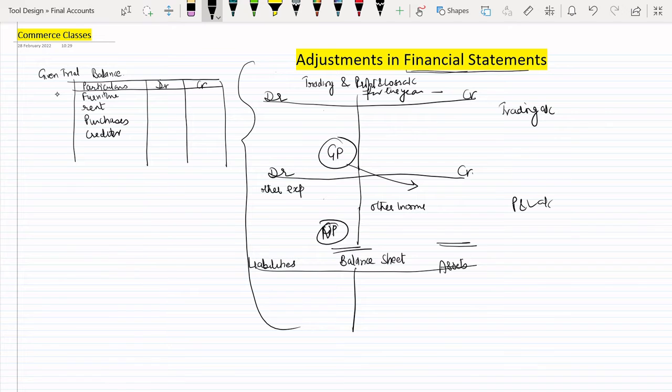So the accounts from the trial balance are transferred to final statements at one place. It will go only at one place. Now, do you know the reason? The reason is that anything which is appearing in the trial balance has already come out of the accounting process.